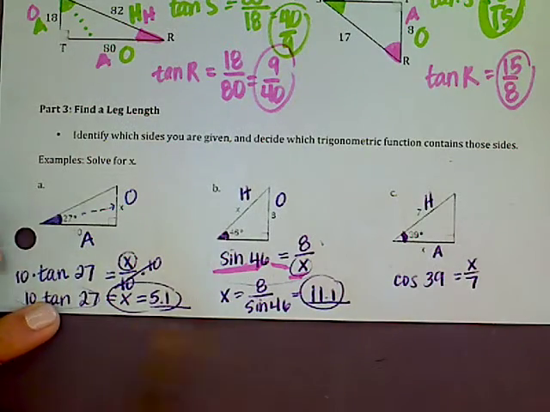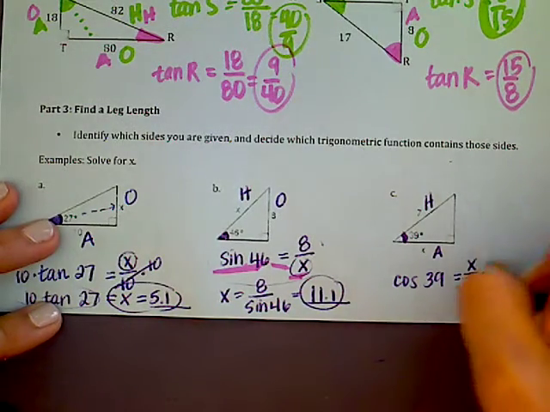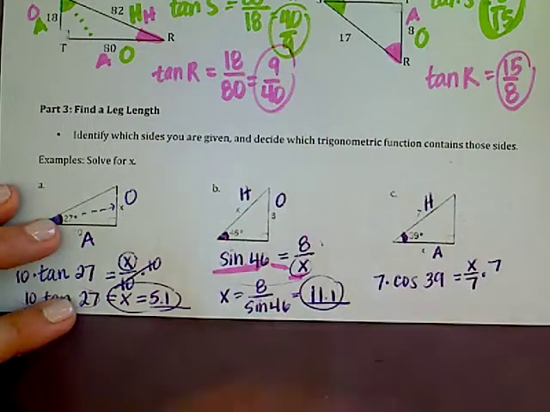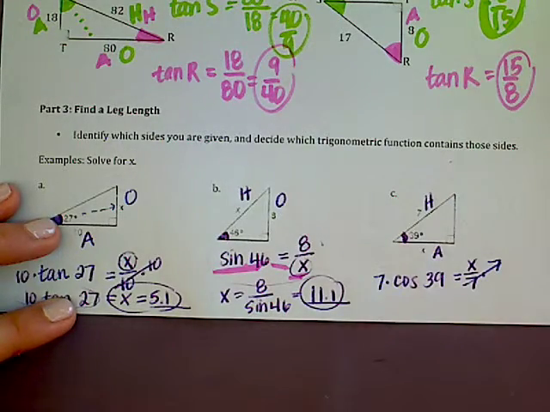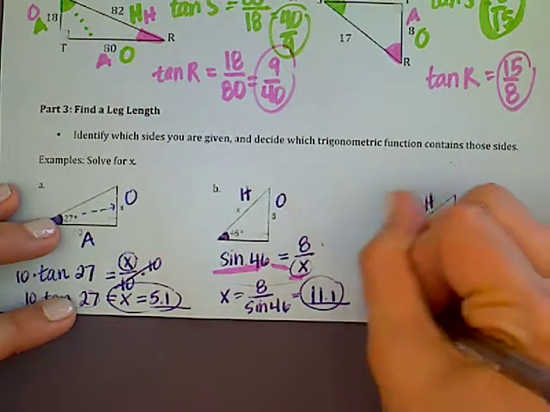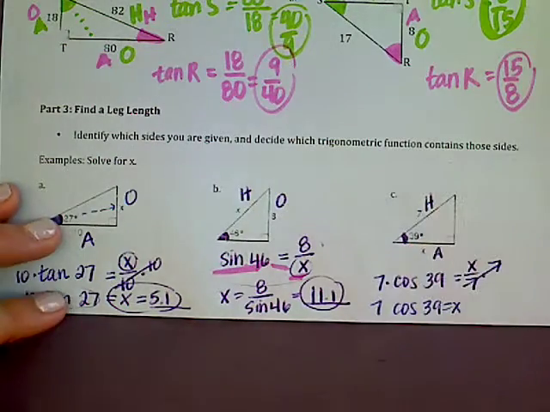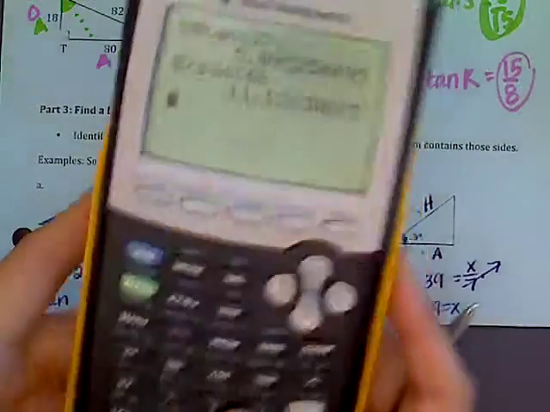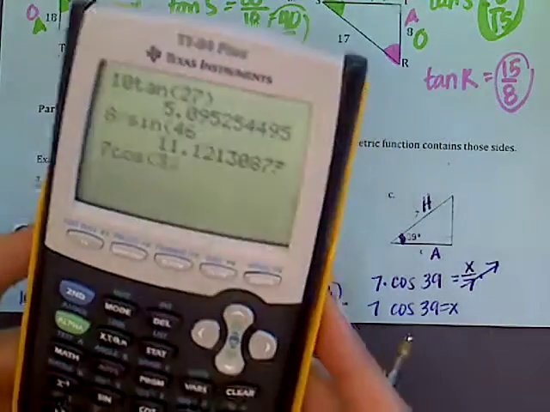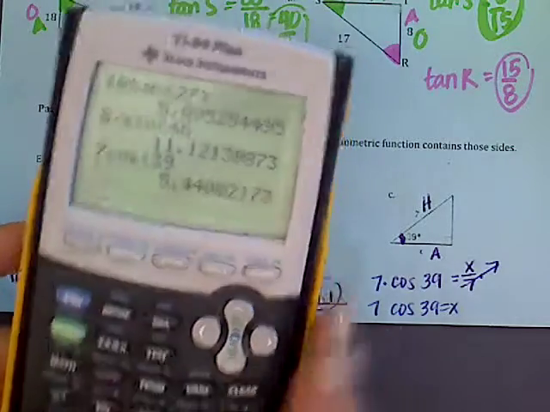Now we're back to that scenario like in A. I can just multiply by 7 on both sides to get this to cancel, get x by itself. So 7 cosine 39 equals x. In my calculator, 7 cosine 39 gives me 5.4.